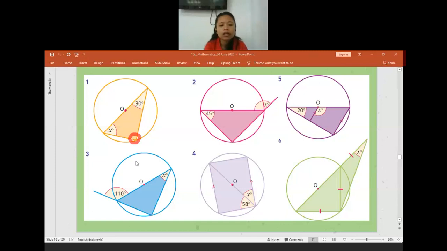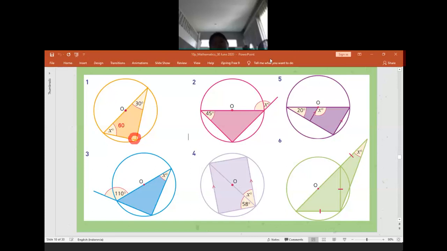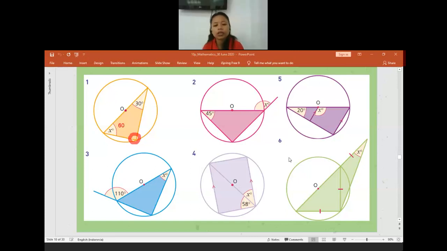A triangle in total will be equal to how many degrees? 180. So how do we find the value of x? 60. Okay, is there anyone confused about how to get 60? No one is confused? Okay, if no one is confused, continue to question 2.